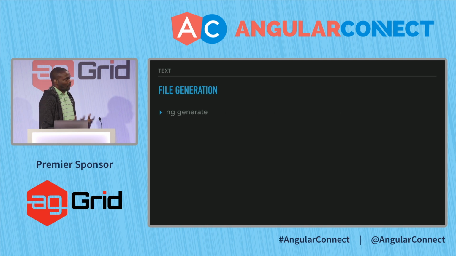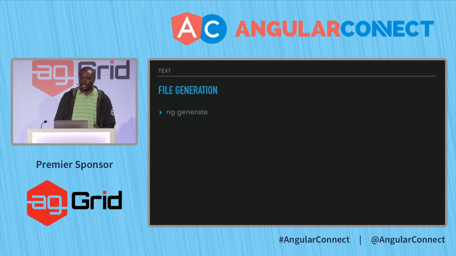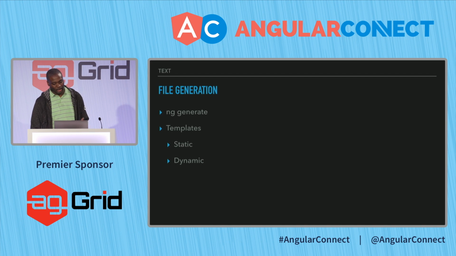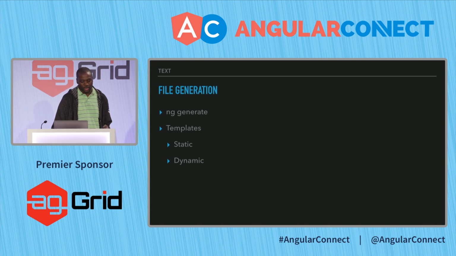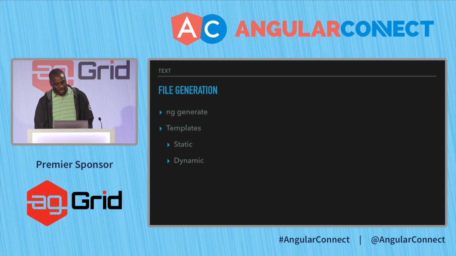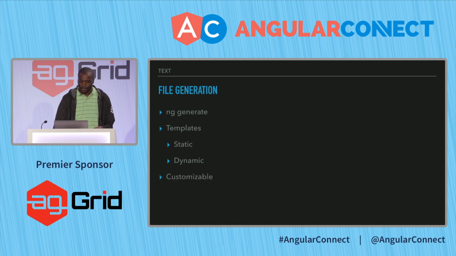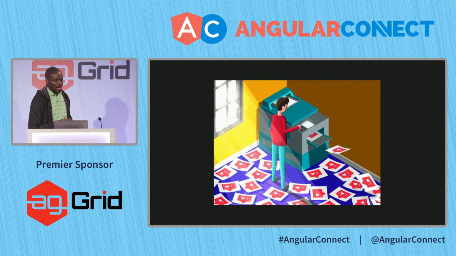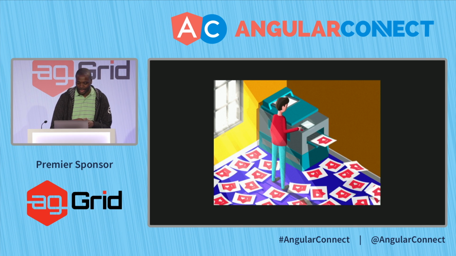So as I mentioned, file generation. You're most familiar with the Angular CLI ng generate command for generating components, services, and other items. These use defined templates that can be static, ones that are not based on user input, and dynamic templates that generate different output based on the user options. So they're extremely customizable. Because at the end of the day, we're making copies of files for distribution and trying to make things easier.